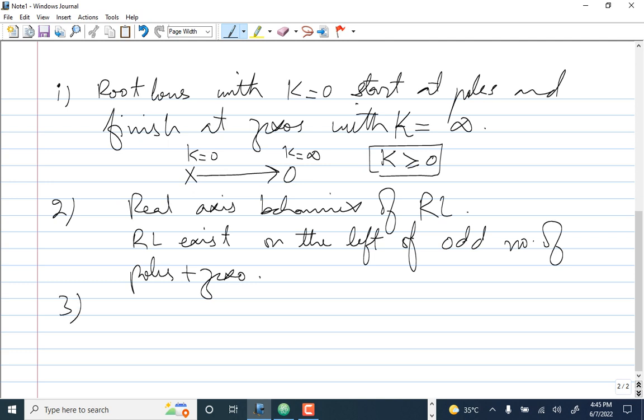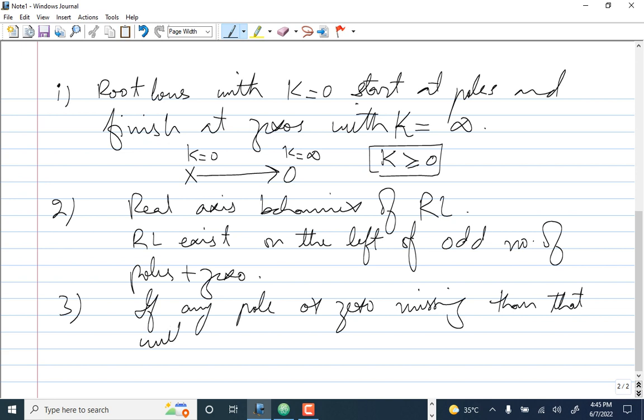The third point is that if any pole or zero is missing, then that will be at infinity. The idea is that there is always a pole and there is always a zero. If you get a transfer function with fewer poles or zeros, those missing poles or zeros must be at infinity. Now let's start.